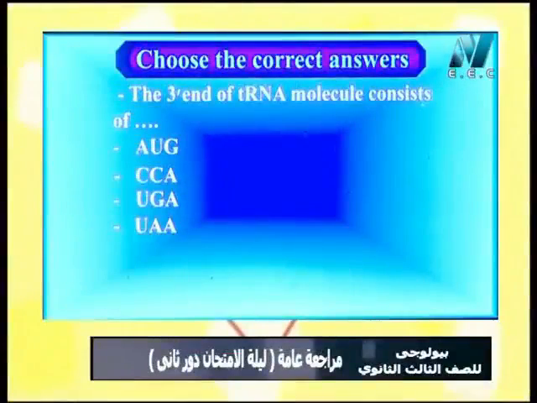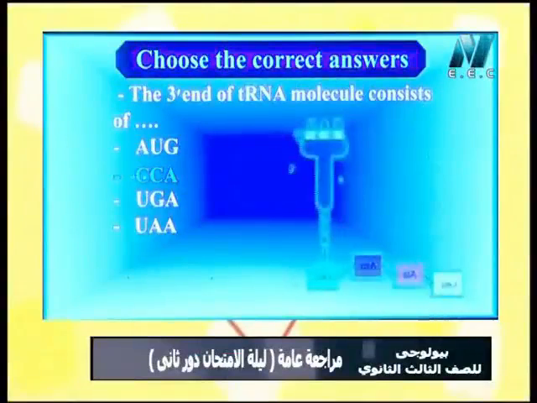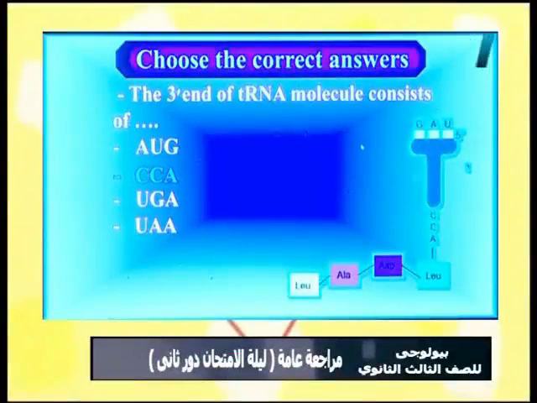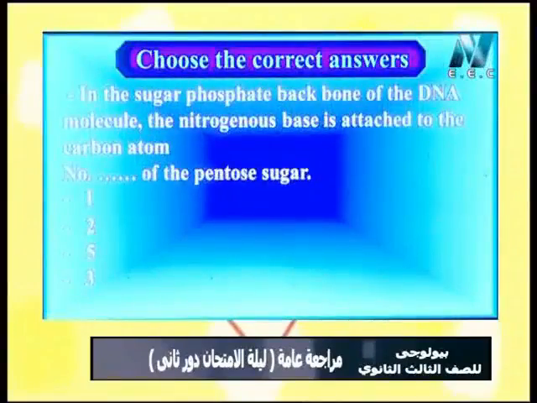يبقى معنى كده لما يقول لي 3 end of tRNA molecule consists of، يبقى هقول له CCA at the 3 prime end. تبص تلاقي ادي ال 3 prime end عندها CCA دي اللي بتعمل attach to the amino acids، لكن اللي فوق عند الجزء الثاني ده بنقول عليه anticodon which is the 3 successive nucleotides on tRNA paired with the codon on mRNA.